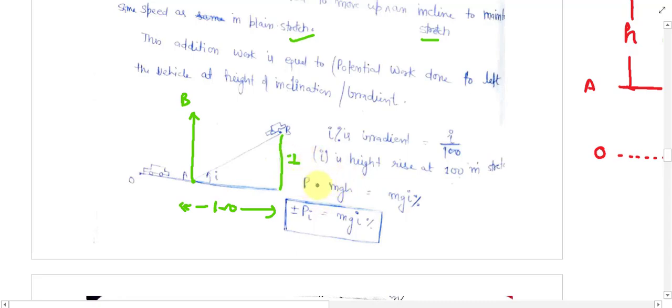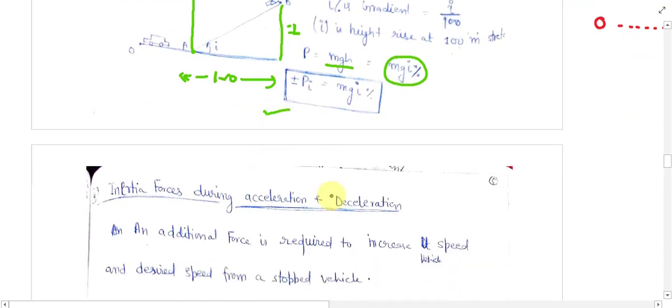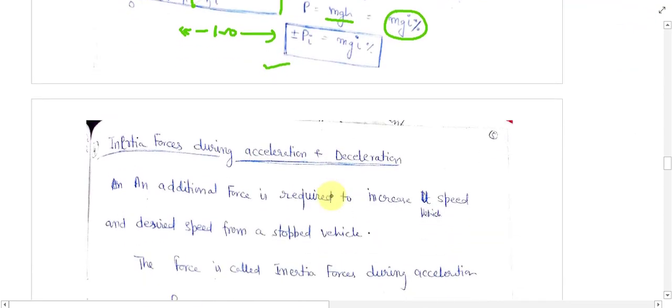That's why we put the potential energy formula in these terms, mgh, with a plus indication for inclination gradient and a minus indication for declination gradient. So this formula is also clear to you. Now move to the next point, which is inertia force during acceleration and deceleration.